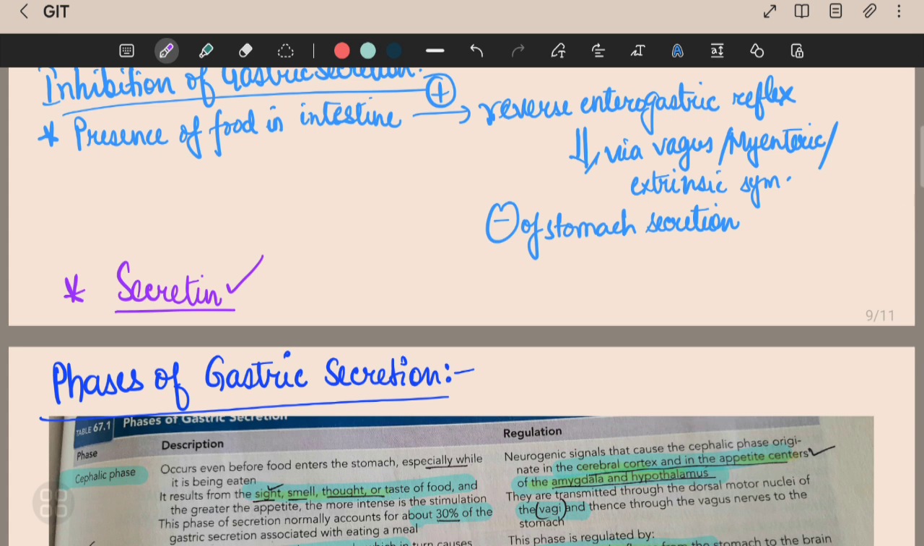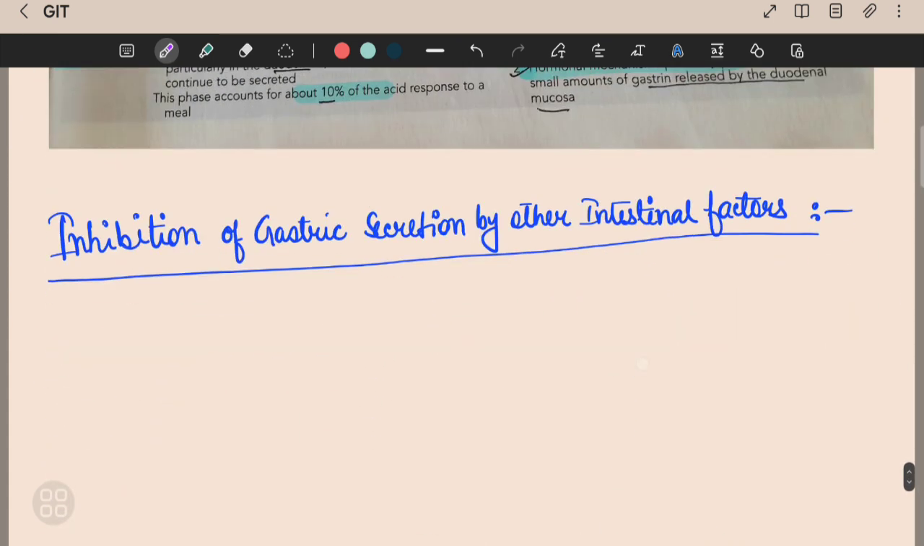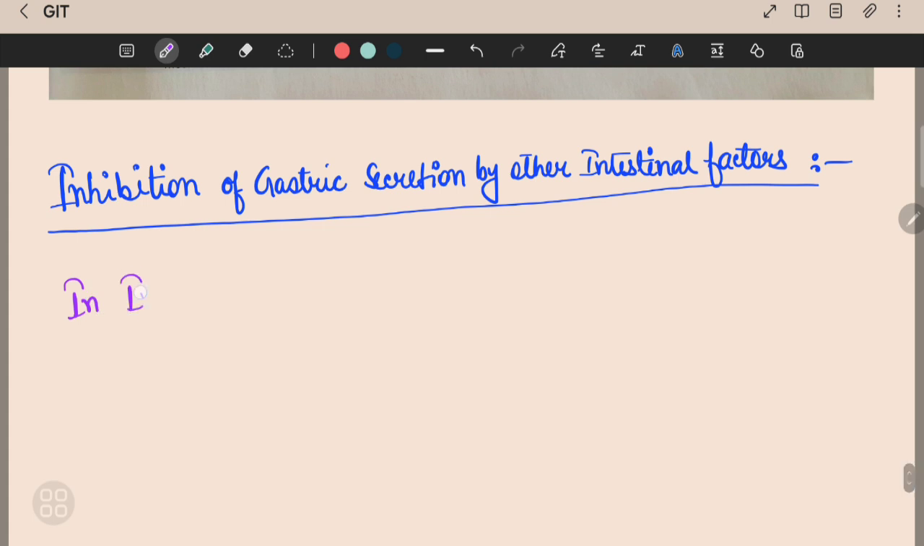The other hormones can be gastric inhibitory peptide, which is now called glucose dependent insulinotropic peptide, GIP. And there is vasoactive intestinal polypeptide, VIP, and there is somatostatin. They all inhibit the stomach secretion. Secretin, GIP, VIP, somatostatin, they basically act in this phase. Now remember gastric secretion during the interdigestive phase.